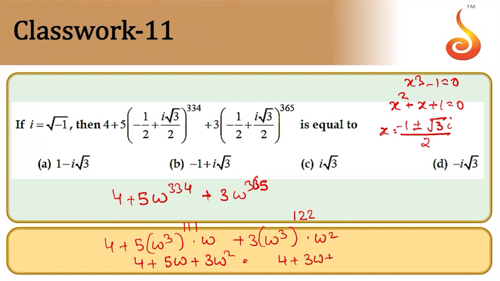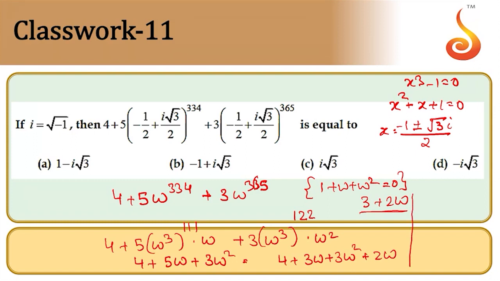This is equal to, again, we know 4 + 3ω + 3ω² + 2ω. So this will give you minus 1. We get 3 + 2ω, because 1 + ω + ω² is equal to 0, the cube root of unity. So 3 + 2ω. If you substitute the ω value, we get 3 + 2 into ω, which is (-1 + √3 i)/2.